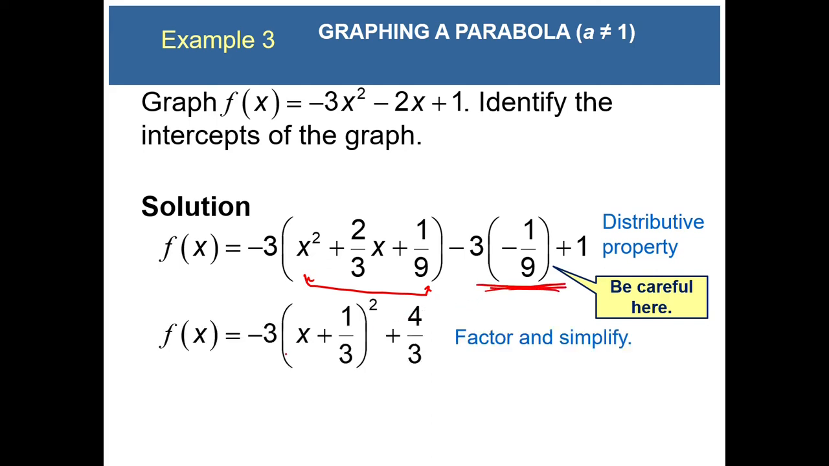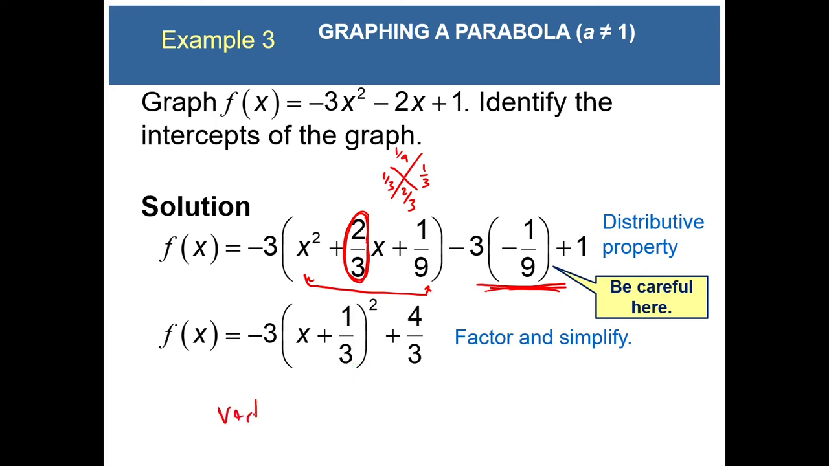This gives us negative 3 times the quantity x plus 1/3 squared. Remember, the shortcut is to take 2/3 and divide it by 2, which gives us that 1/3. So I don't have to use the diamond method and factor it with fractions because it's very difficult to find those numbers. I can just use the shortcut. Take the b, cut it in half, and we'll put it right here as x plus 1/3 squared.